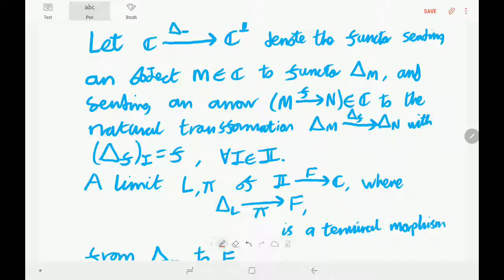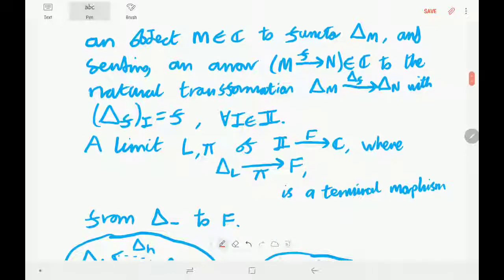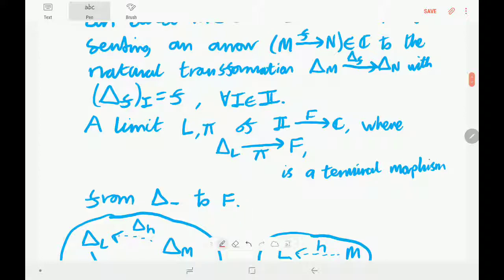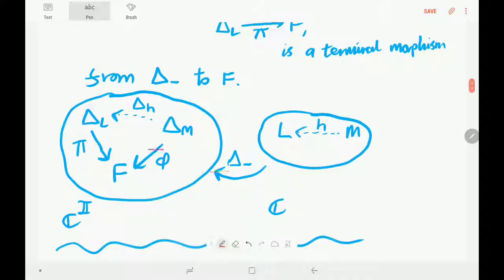Anyway, a limit, which consists of an object L of C and a natural transformation pi from delta L to F, is a terminal morphism from delta blank to F. And so here's an example. So the idea basically is that we have this object L in C, and delta L is this functor which is in C to the power of I, and it has this arrow pi from it to F, and it's such that for any cone, delta M with its arrow phi to F, there exists a unique h such that delta h is this arrow which makes this triangle commute, okay?